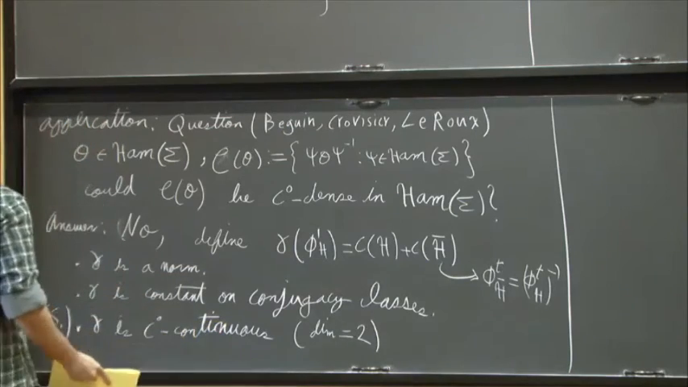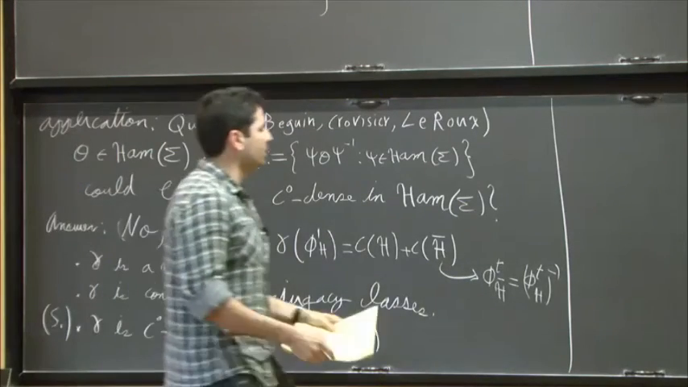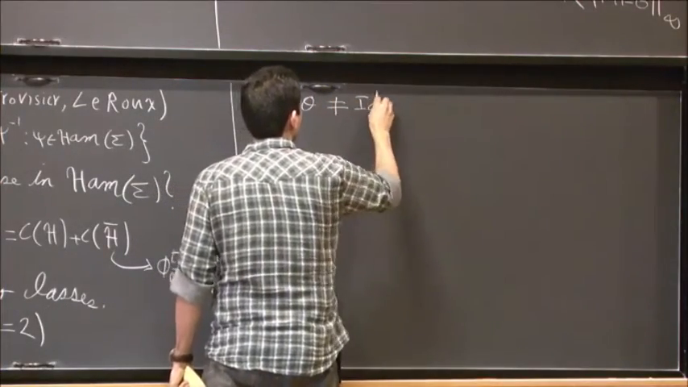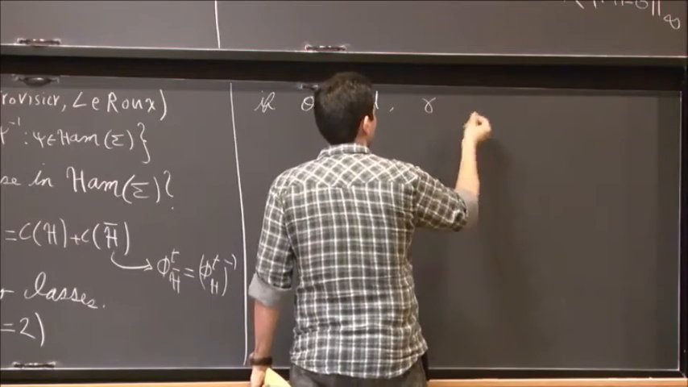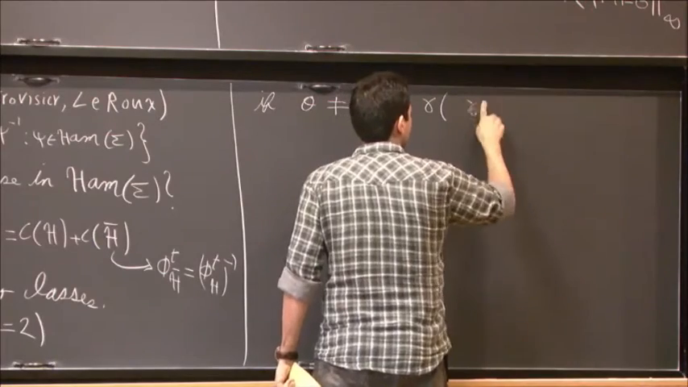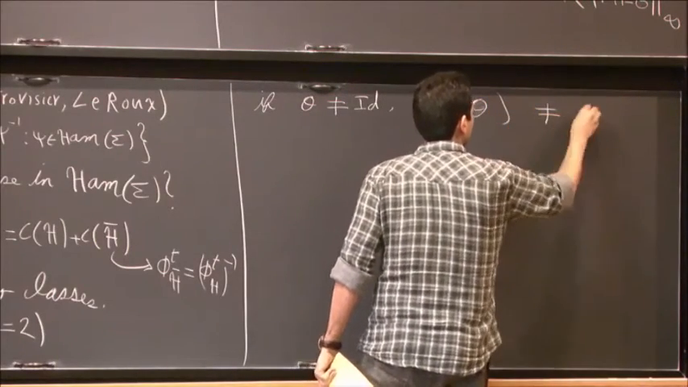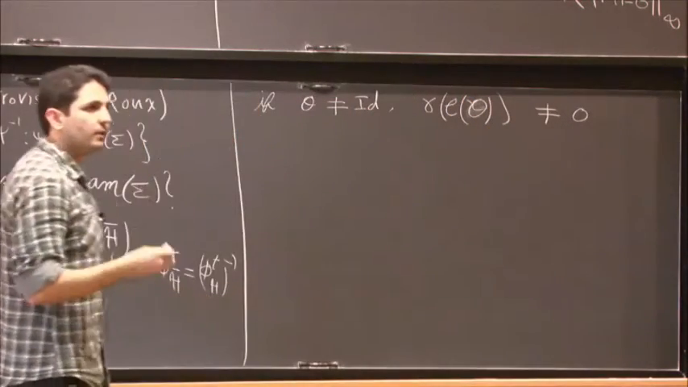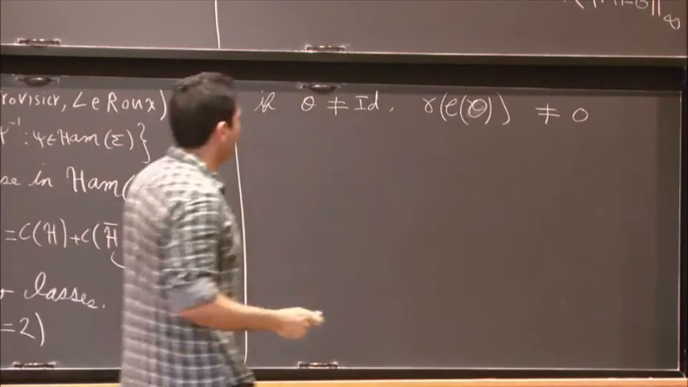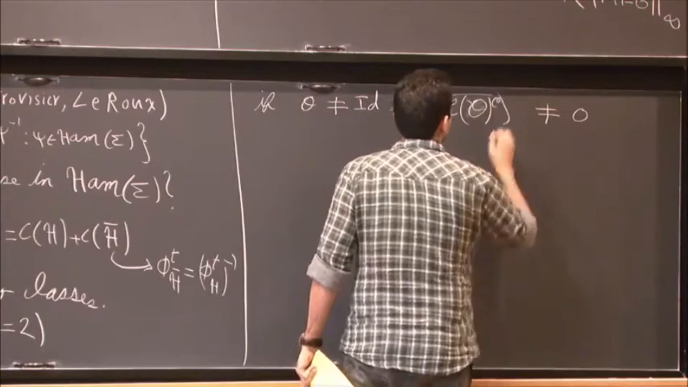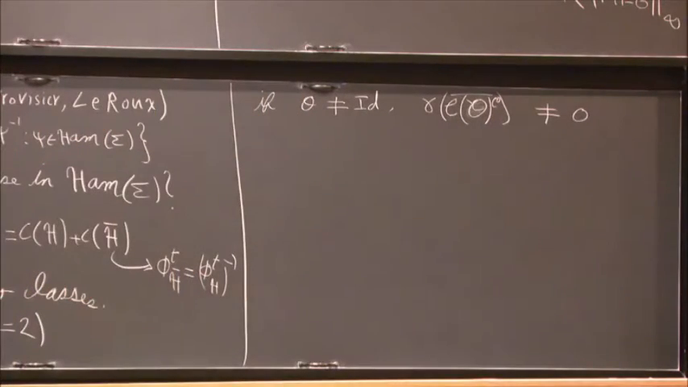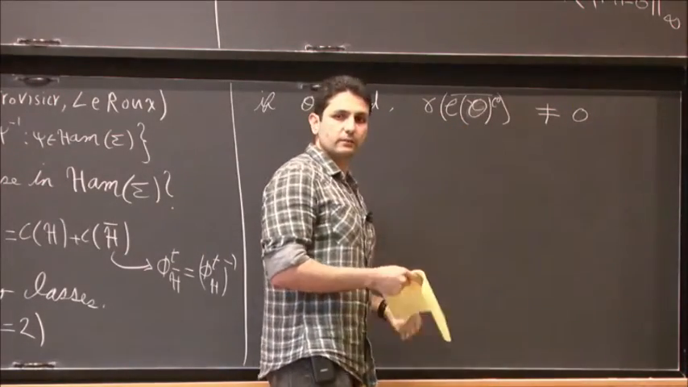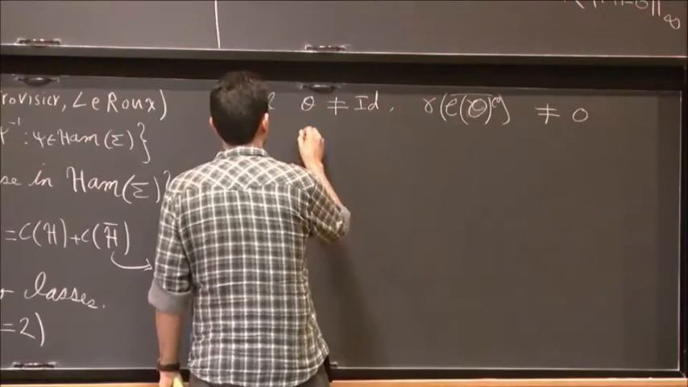Okay, so this gives you the solution to this question. This tells you the answer is no, because I mean, it's obvious, but let me just spell it out. If theta is anything other than the identity, then gamma of theta is non-zero. Gamma is constant on conjugacy classes, so it's gamma of the conjugacy class of theta. It's the same non-zero number. And then by C0 continuity, it's also non-zero on its C0 closure. Okay? So in particular, the identity is not in the C0 closure of the conjugacy class of any Hamiltonian diffeomorphism.